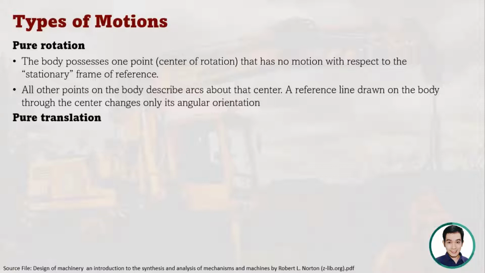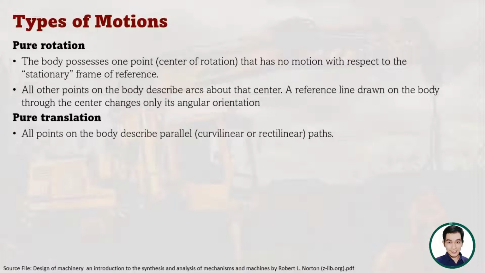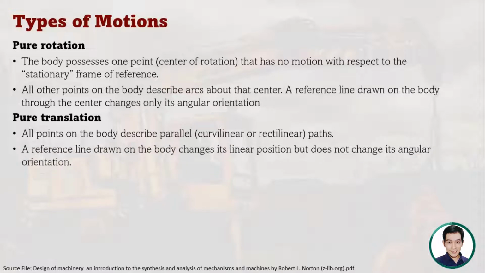Another type of motion is the pure translation. Here, all points on the body describe parallel paths, which can either be curvilinear or rectilinear. A reference line drawn on the body changes its linear position but does not change its angular orientation. An example of this is, for example, when you walk. All points in your body change in distance with respect to the original position, but each of the positions is parallel with respect to the path.